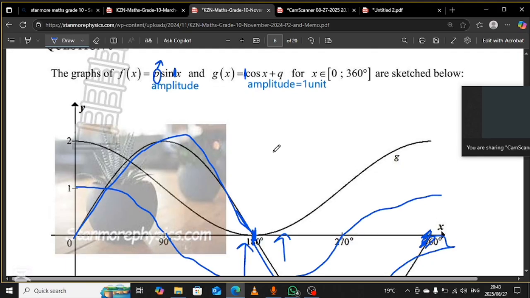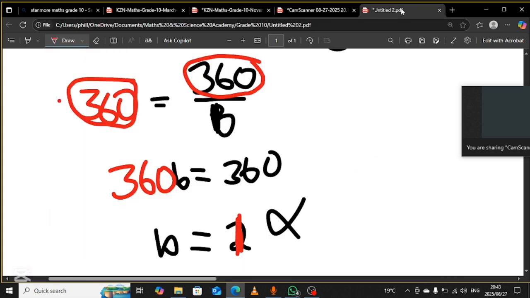Can you tell me what is the period of cos x? Can you calculate it for me? What will be the period of cos x? Can I go to cos? Okay.